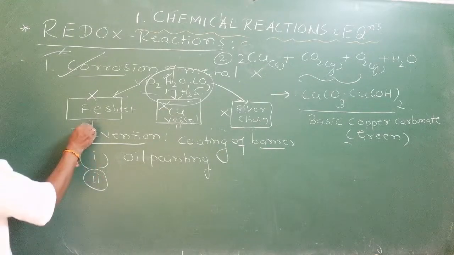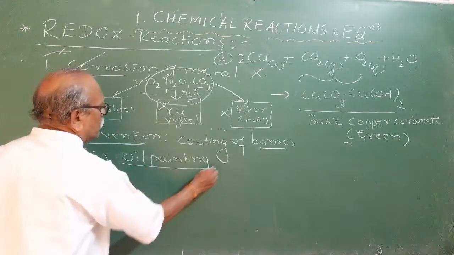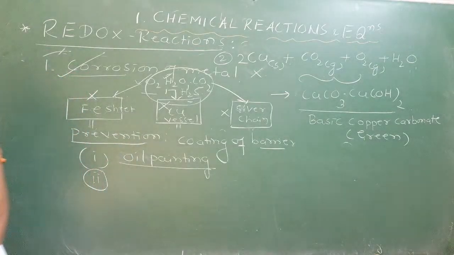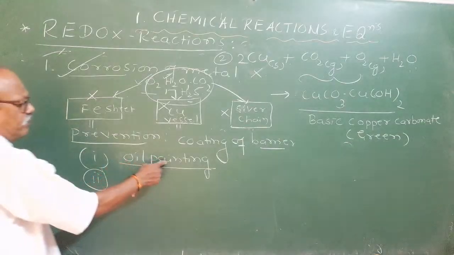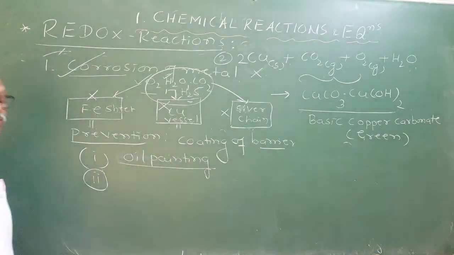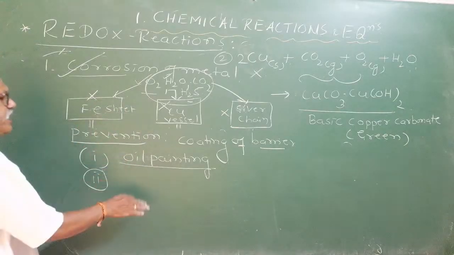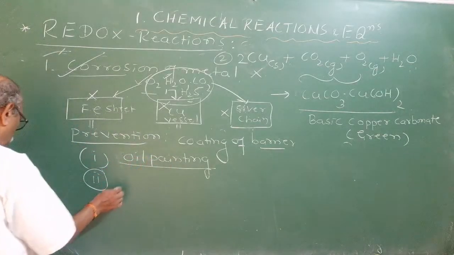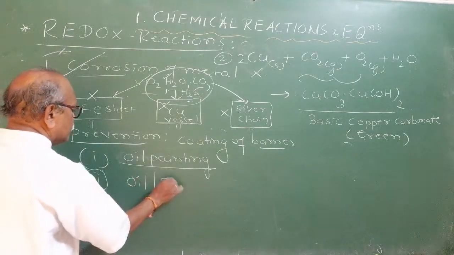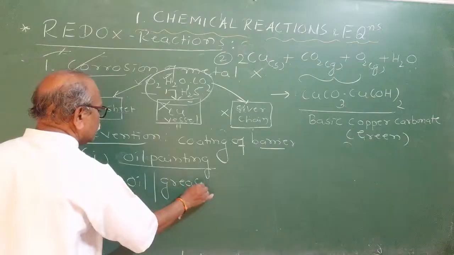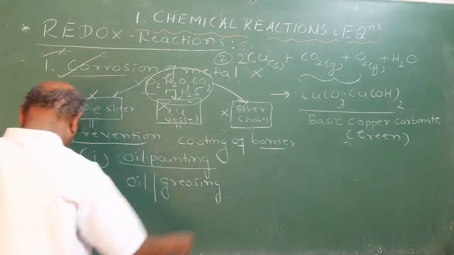Particularly iron can be prevented from rusting. Your gates and your window panes should be maintained every year by painting. The metal desk also rusts if the paint goes. Again you have to paint it. Oil painting, or you can even coat with oil or grease. Greasing can do the job.